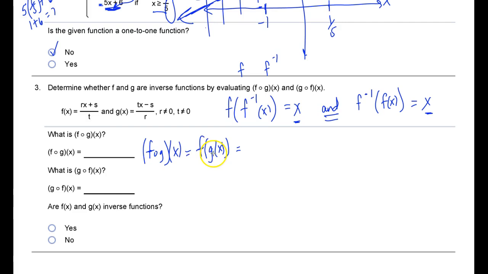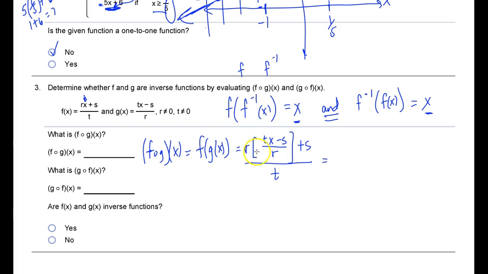And of course here, this means everywhere where we see x in our function, we're going to replace it with g of x. So we're going to have r times, and then g of x is (tx minus s) over r, plus s, and then divide all that by t. And of course we need to reduce this to see if we get x as an output.